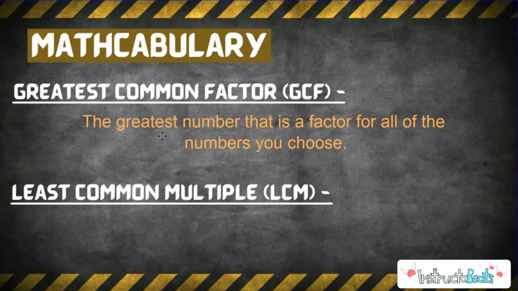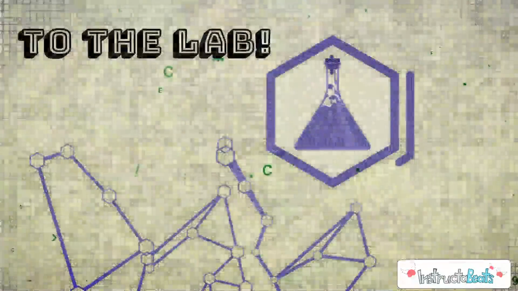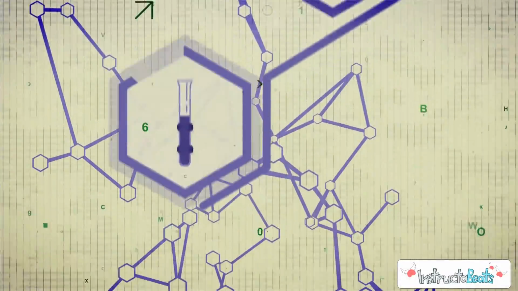So today we're going to be talking about two different numbers. So we're going to find the factors of each of those and what's the biggest or greatest factor that they have in common. The least common multiple is going to be the smallest number that is a multiple of two or more numbers. So the numbers that we're choosing, if we listed our multiples out, what is the smallest number that they have in common for those multiples? All right, so let's go to the lab to check out an example.